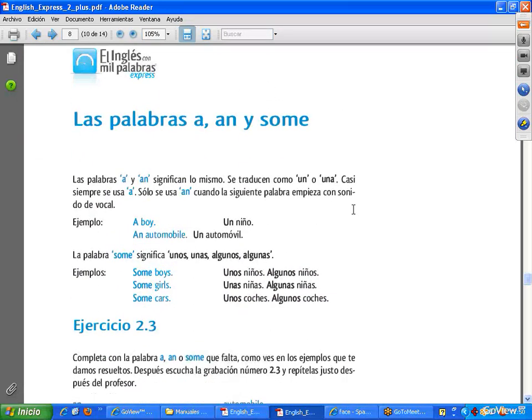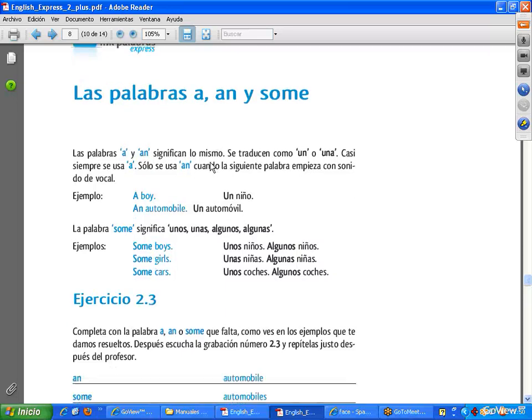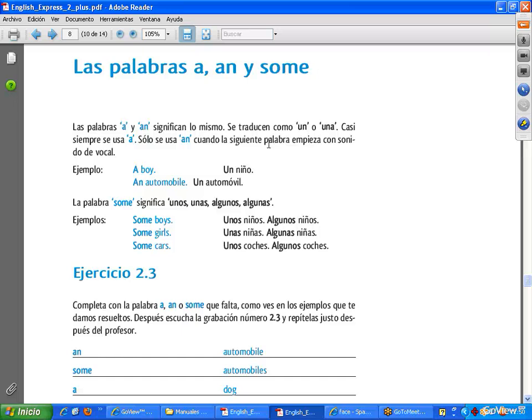Okay? These are articles. Okay? The words a and an mean the same. Translated in Spanish, it's like un or una. But this is masculine and feminine. Okay? In English, we don't use masculine and feminine. So a and an are for all nouns. Okay?